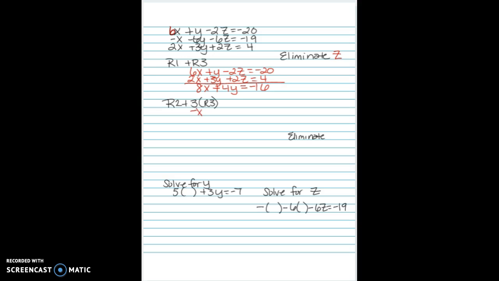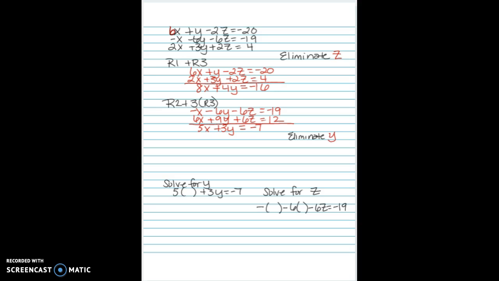So row 2, negative x minus 6y minus 6z equals negative 19. And 3 times row 3, 6x plus 9y plus 6z equals 12. Add together, 5x plus 3y, the z's cancel, equals negative 7. So I have eliminated the z from both equations.